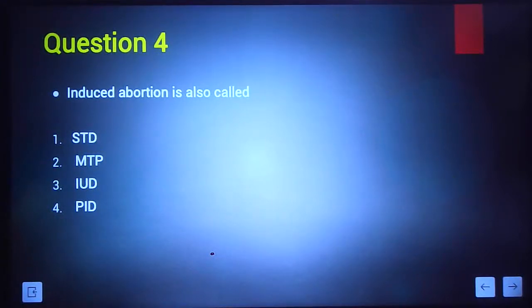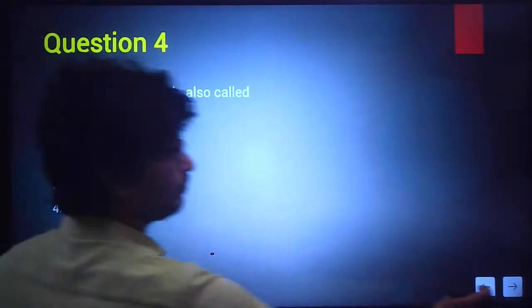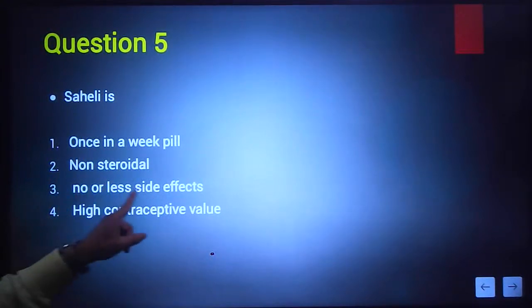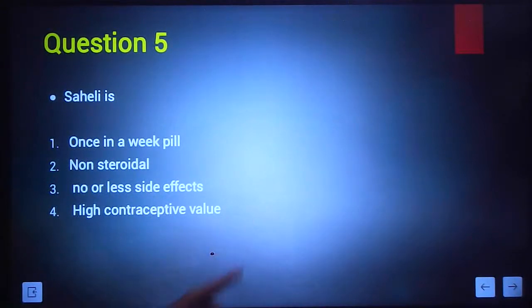So option 2 is the correct answer. Medical termination of pregnancy. Next, Saheli. Which is the correct one? In Saheli, you could see: once in a week pill, non-steroidal, no or fewer side effects, high contraceptive value.